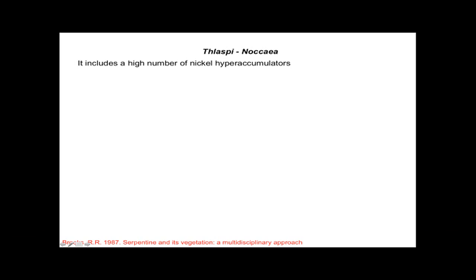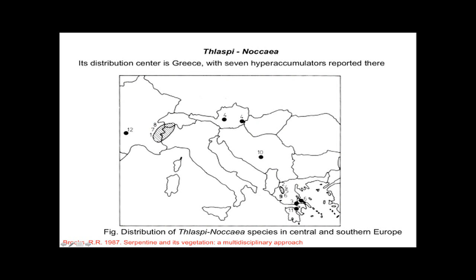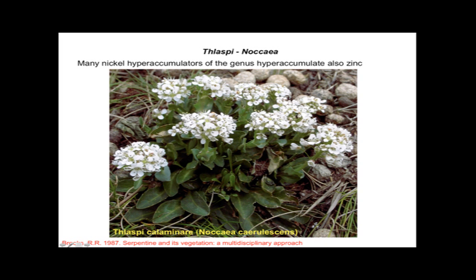Another important genus with hyperaccumulators in Europe is the genus Thlaspi, which has been divided also; some species have been classified in the genus Noccaea. These hyperaccumulators have as their distribution center our country, Greece, and 7 hyperaccumulators have been found in Greece, according to Brooks.